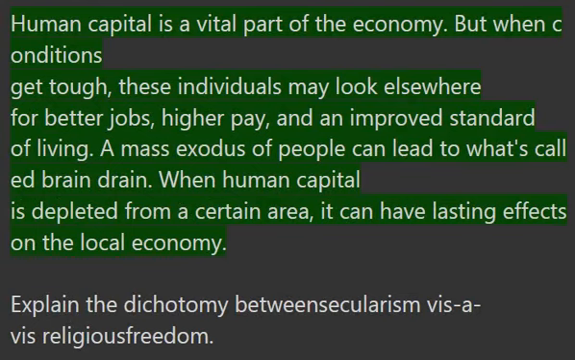The bottom line: human capital is a vital part of the economy. But when conditions get tough, these individuals may look elsewhere for better jobs, higher pay, and an improved standard of living. A mass exodus of people can lead to what's called brain drain. When human capital is depleted from a certain area, it can have lasting effects on the local economy.